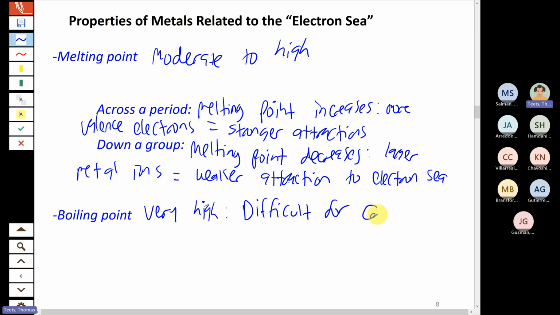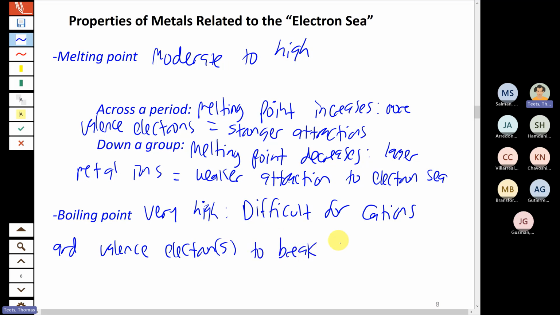You have to actually break the metallic bonds, and it's difficult for those formal cations at the center and their valence electrons to break away from the others. All right, there's a lot of forces of attraction between the valence electrons and the metal atoms that are held together. You have to break all of those to boil it, so these tend to have high boiling points.